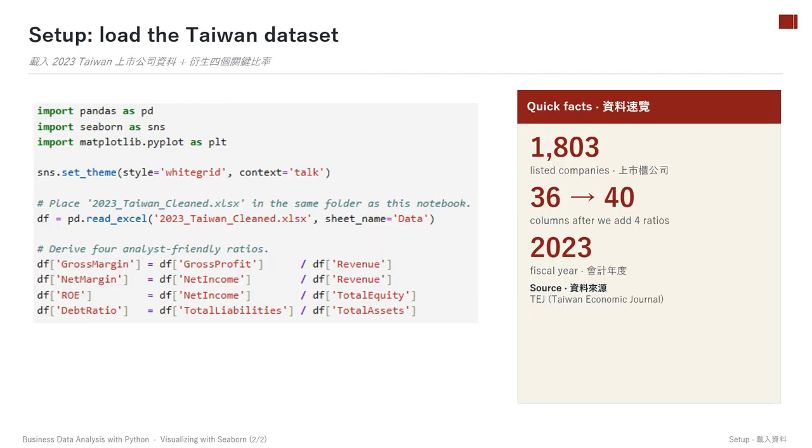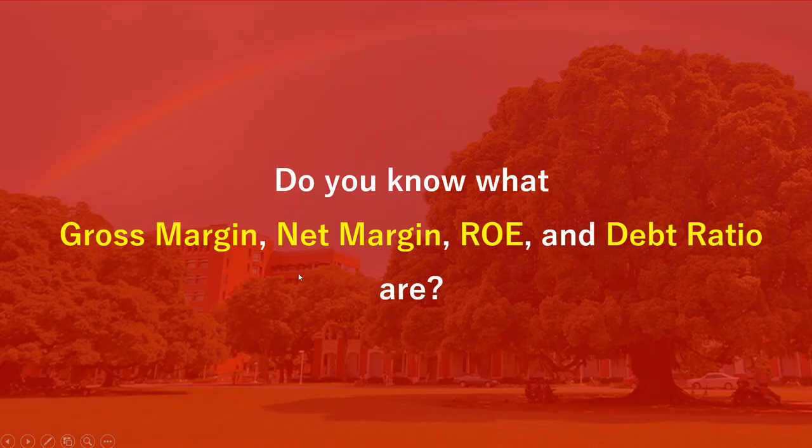Now we have defined some variables, and also we imported our Excel file, and we need to do something. But before we keep going, I want to ask you a question: do you know what gross margin, net margin, ROE, and debt ratio are? If you know this, please raise your hand. No worry, I will not ask you any question. If you have heard about these terms, please raise your hand. I believe most of you have heard something about these terms. Maybe we don't know exactly what these terms mean, right?